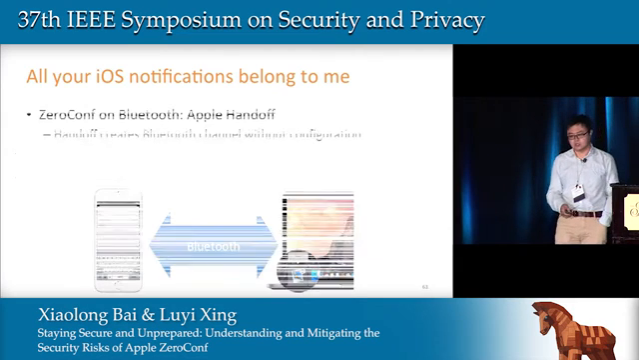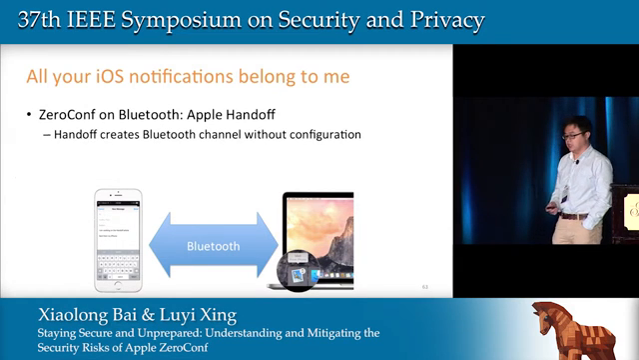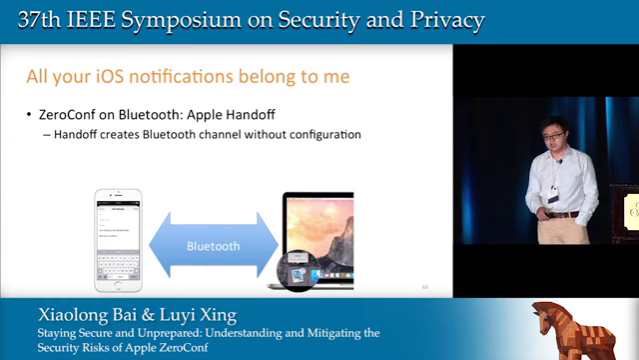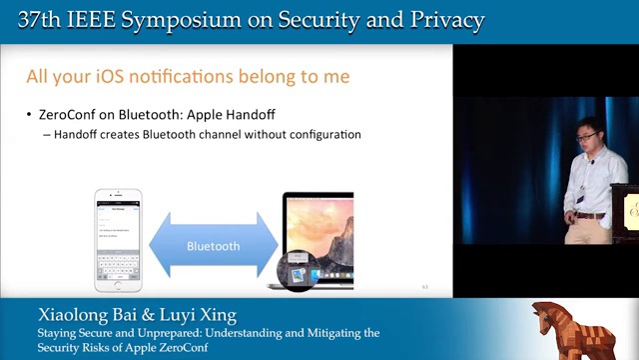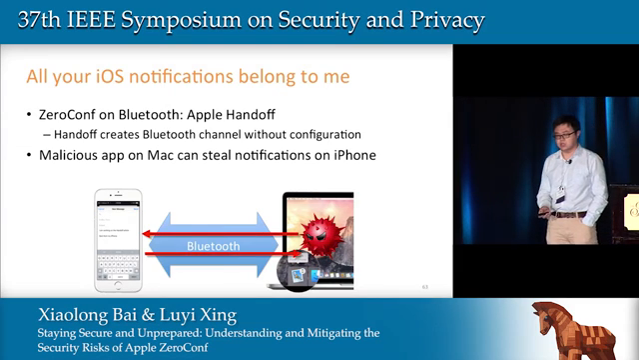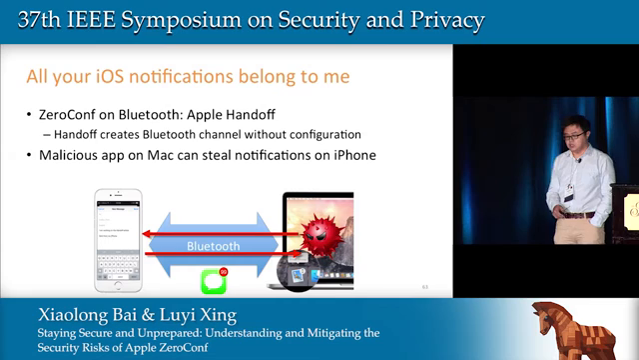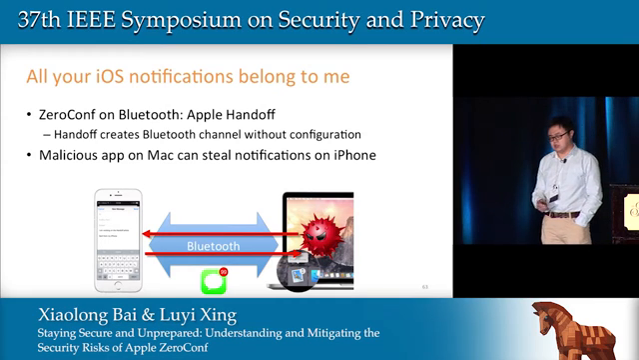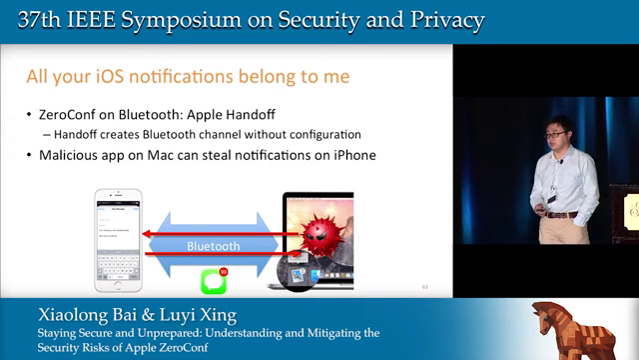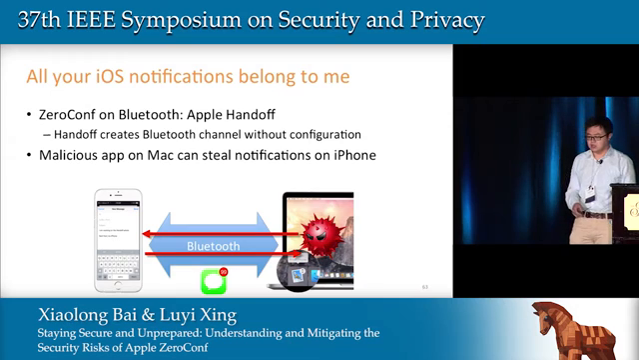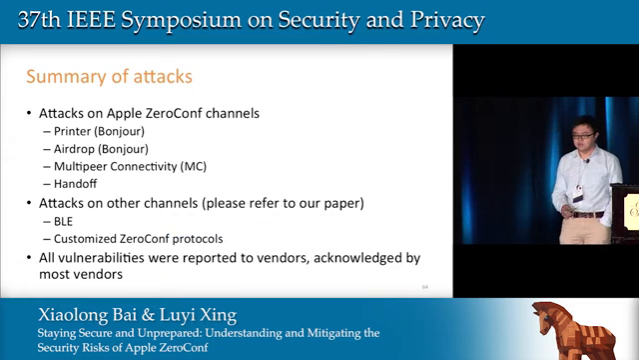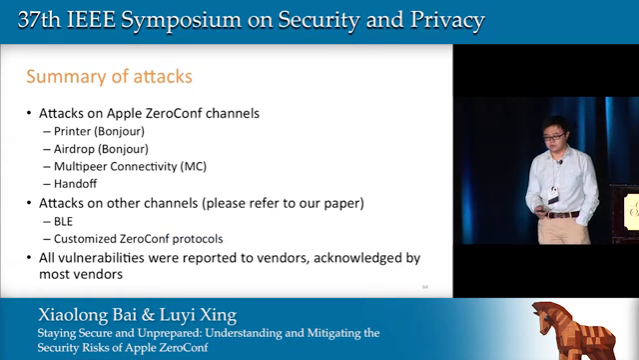Besides these channels, we also look into zero configuration on Bluetooth, like handoff. Handoff is a service that lets iOS and OS X synchronize data through Bluetooth without user's configuration. When one handoff starts, it will create a Bluetooth channel between the iPhone and the Mac without user's involvement. However, by exploiting this Bluetooth channel, a malicious app on the Mac can still steal the notification on iPhones, even if the iPhone is not affected by any malicious app. For more details about this attack, please refer to our paper.